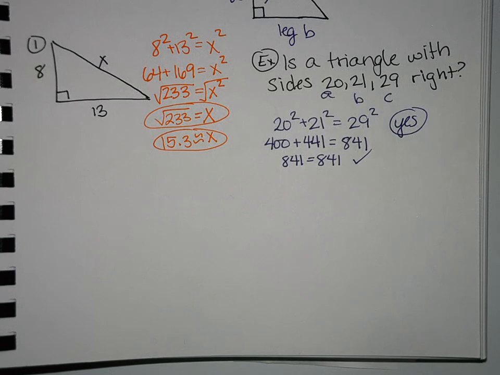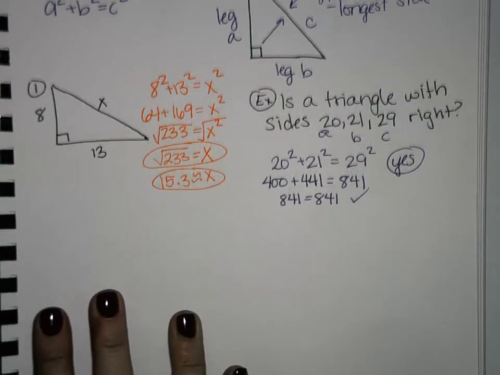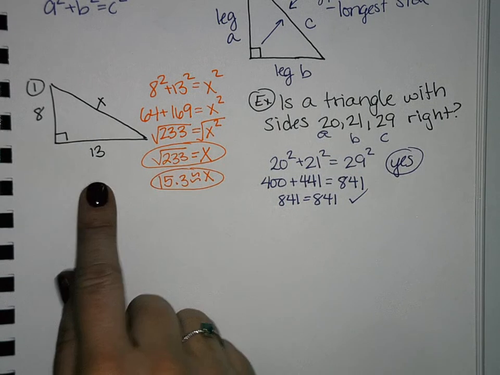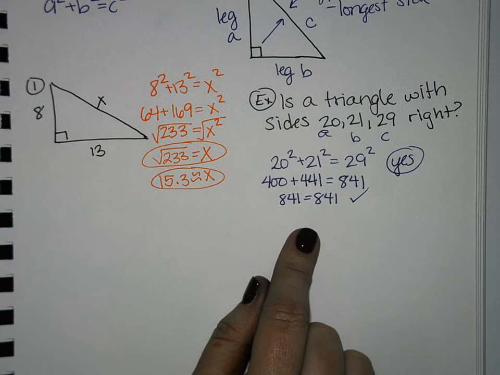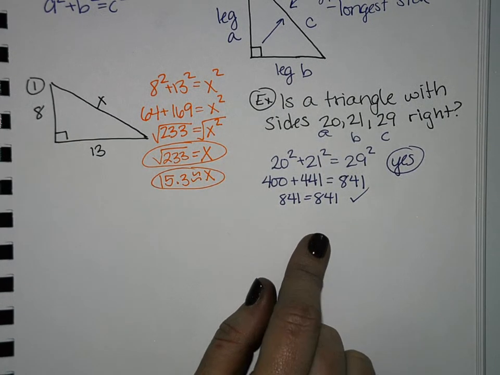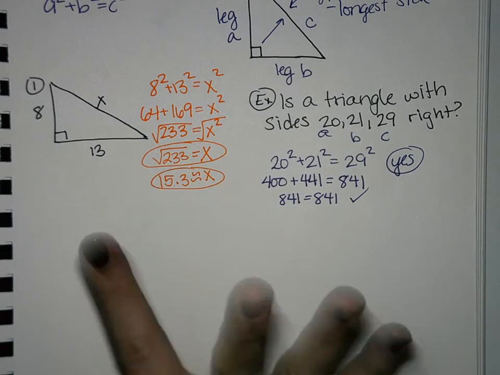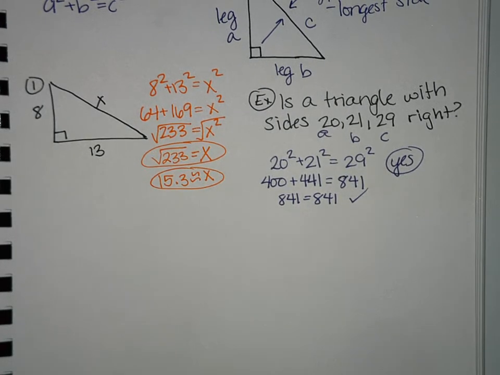Okay, so these are the two main ways that you're going to be using the Pythagorean theorem: to find a missing side and to tell whether or not you have a right triangle. So any questions on the two ways that you're going to have to use the Pythagorean theorem tonight? Okay, I do want to do one more with you, and that's a word problem.